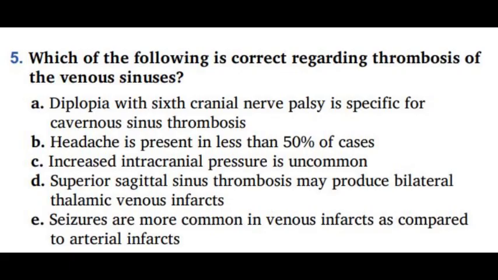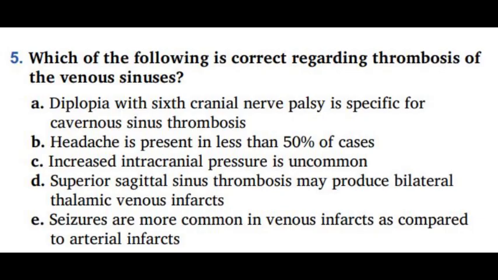Now, the next question, which will be our last question in this particular video, since we said we're doing questions 1 to 5. Question 5: which of the following is correct regarding thrombosis of the venous sinuses? A, diplopia with sixth cranial nerve palsy is specific for cavernous sinus thrombosis. Okay, so first of all, let's debunk this.